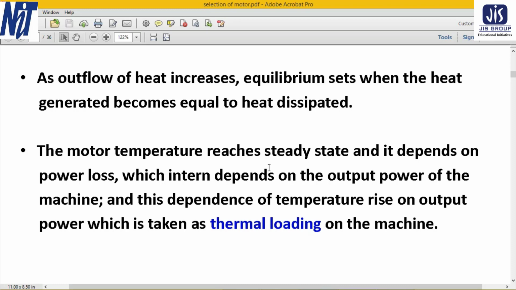So, power loss is directly affecting the steady state condition, and again power loss is directly proportional to the output power. The more the output power, the more the power loss. So, this is basically the thermal loading of the machine.